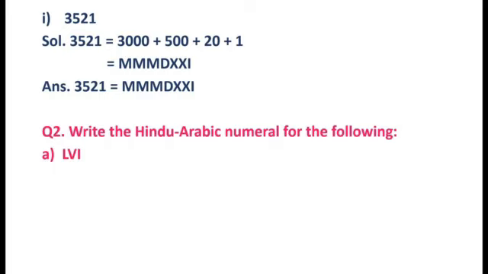Question number 2 says write the Hindu Arabic numeral for the following. So the first one is LVI. Okay children, so first of all what we will see, L stands for 50. You can see here L is having the value 50 plus V and then I. Okay, so V is bigger one and I is the smaller one, so we will add all this. So V is equal to 5, so we have written here 5, and I is equal to 1, so we have written here 1. So 50 plus 5 plus 1, that is 56. So the answer is 56.